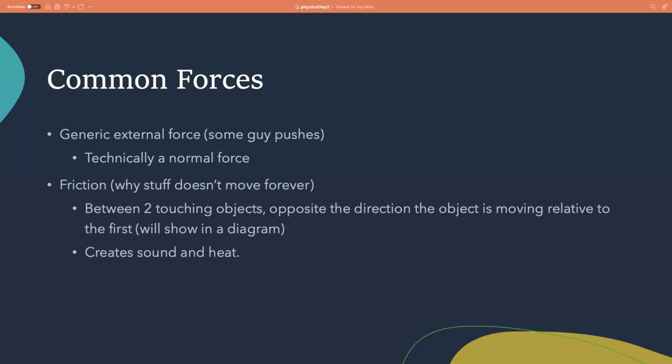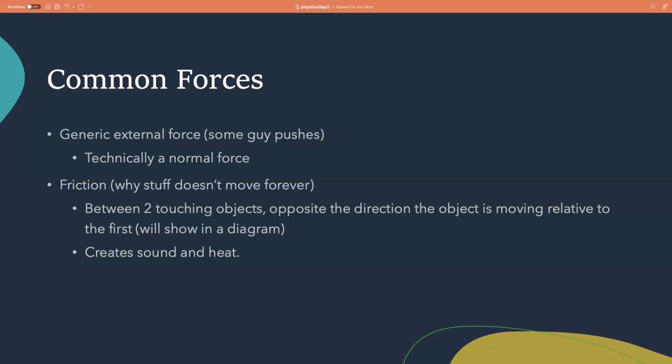So friction, which is why we cannot infinitely slide across the floor, is caused by 2 objects touching each other and sliding against each other, basically. And these forces will be pushing opposite of the direction of motion. And the friction force will occur at the location that the objects are touching.